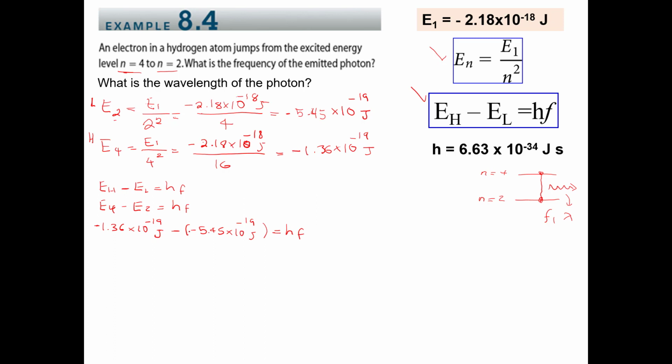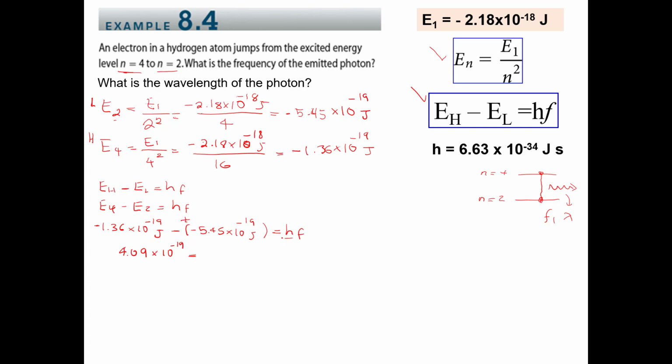Negative times negative, then this is positive. Then it's this one minus this one. If we subtract these two numbers, just be careful, here is positive. Yes, negative times negative is positive. Then it's minus 1.36 10 to the power minus 19 plus 5.45 10 to the power minus 19. And we subtract these two numbers, we will get 4.10 to the power minus 19 equals.